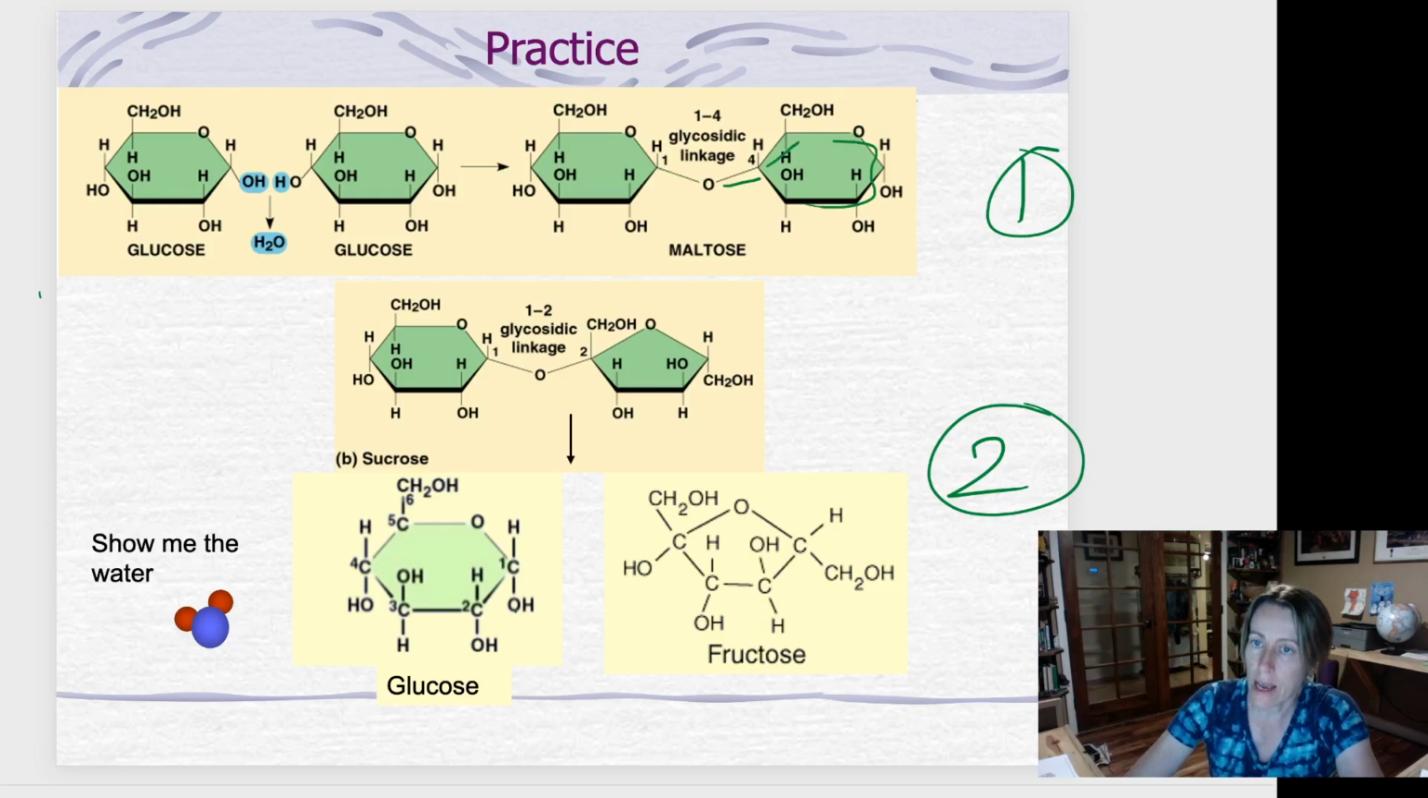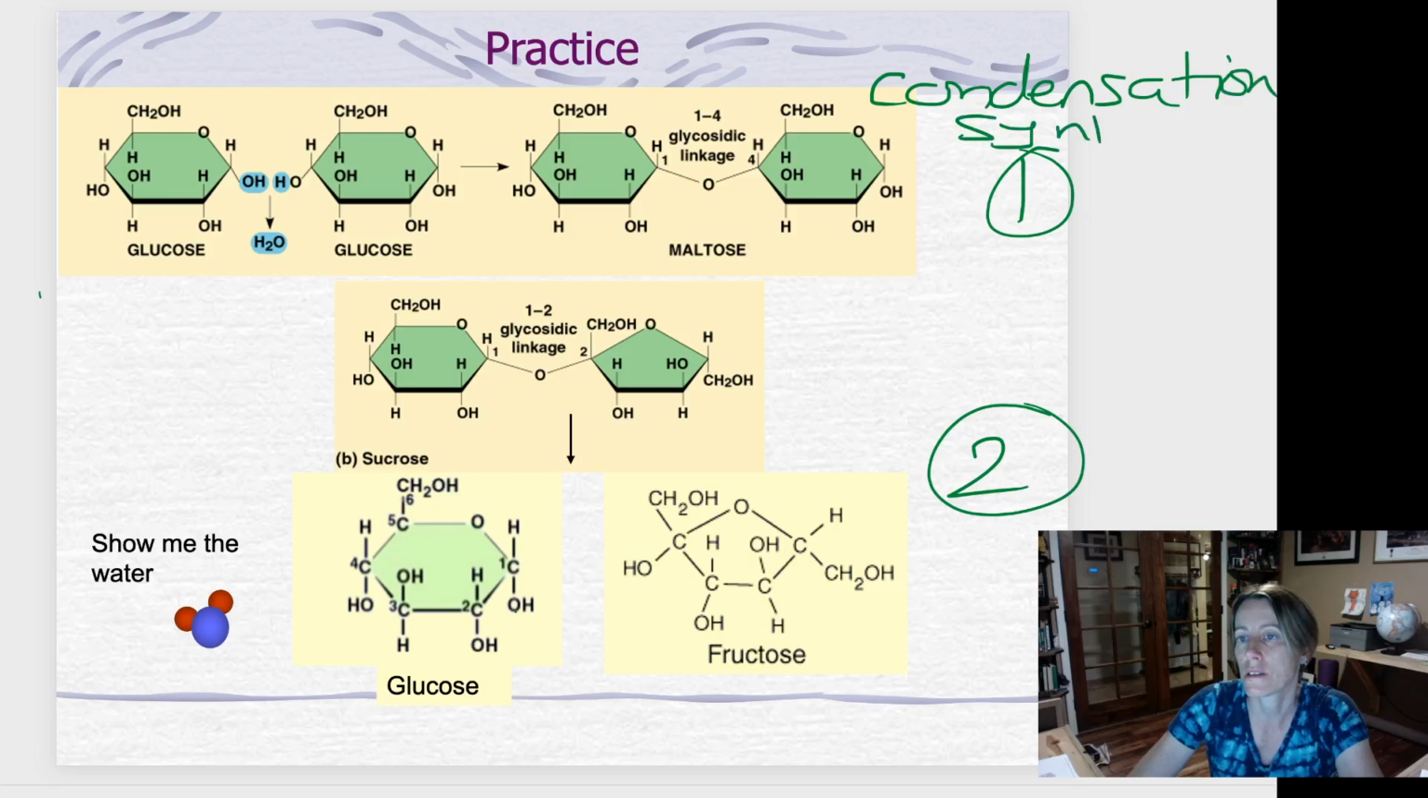This is an example, this top reaction one, of condensation synthesis. So this is our condensation synthesis. All right. How do we know? Well, condensation, look, water appeared, it popped out here, and it was synthesis because we made something. We built maltose, which is bigger than the individual glucoses were.